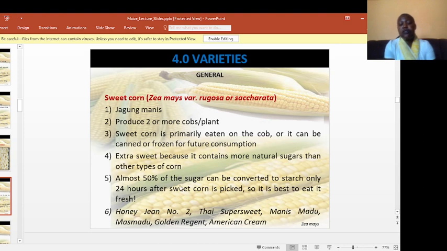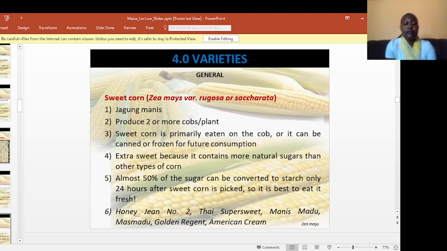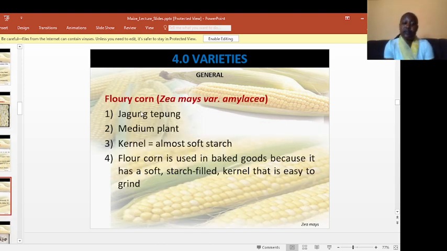Almost 50% of the sugar can be converted to starch only 24 hours after sweet corn is picked, so it is best to eat it fresh. We have flour corn or Maize amylacea, Jakang chapang, medium plant, kernel almost soft starch. We say flour corn is used in baked goods because it has a soft, starch-filled kernel that is easy to grind.